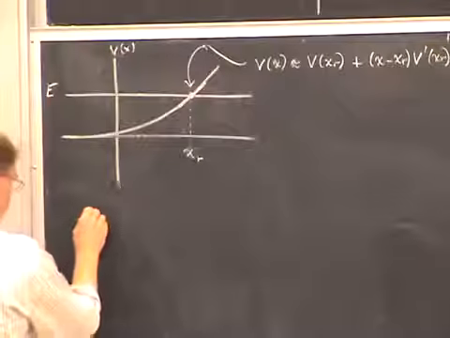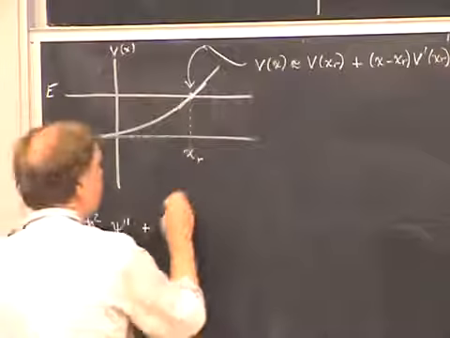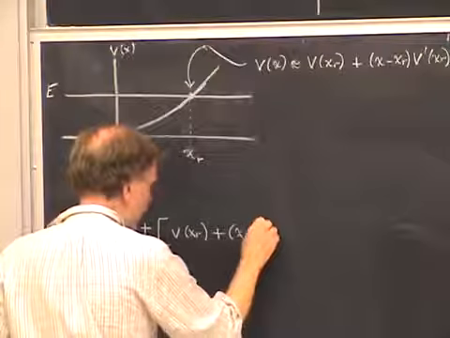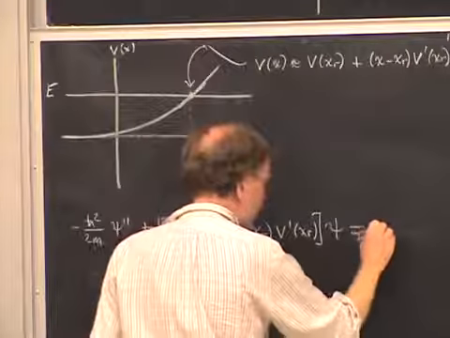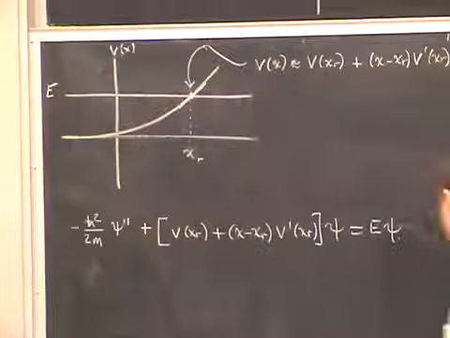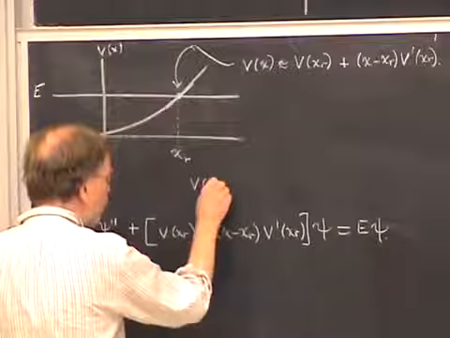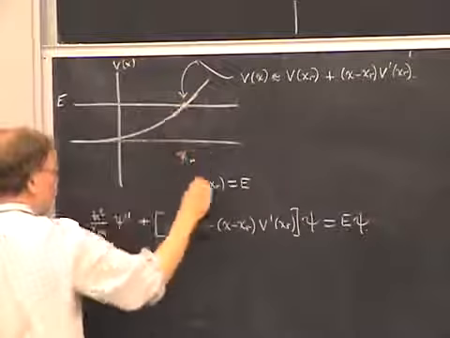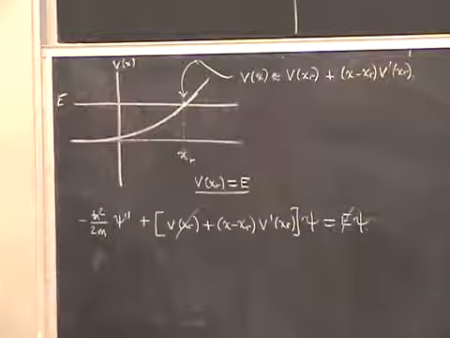And if we plug that into the Schrodinger equation, it then becomes minus h bar squared over 2m times psi double prime plus this thing, V of x, so it's V of XR, just copy it, x minus XR times V prime of XR, times psi equals E psi. Now, V of XR, however, is equal to the energy E, because that's the definition of the turning point. That's where the energy is equal to the potential. So this term, V of XR, cancels the E term on the other side.